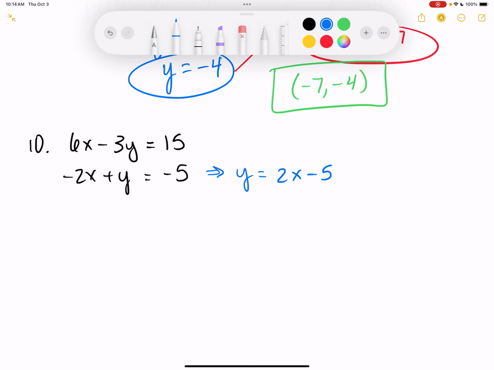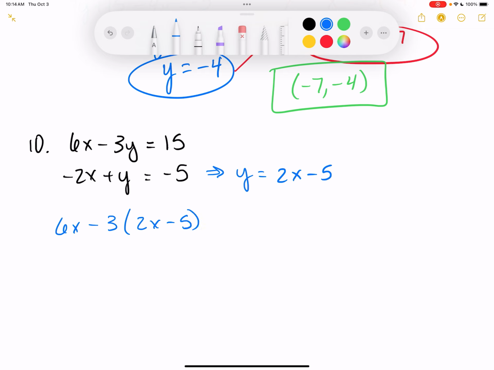Now, I will tell you, I don't normally draw the little arrows all over the paper when I'm doing it. I was just doing it to show you, so I'm not going to do it on this one. So I'm plugging in for y, so I have 6x minus 3 times (2x minus 5) equals 15.